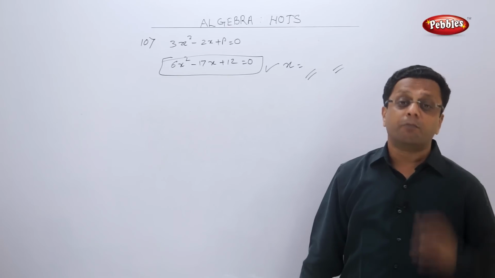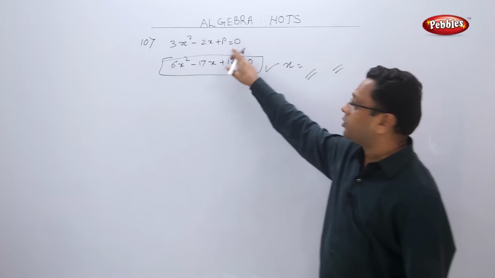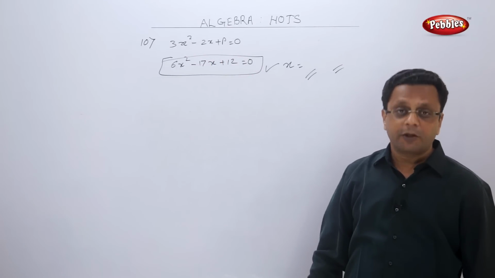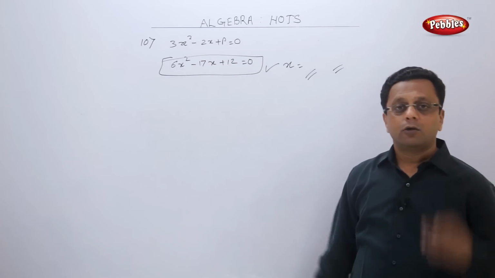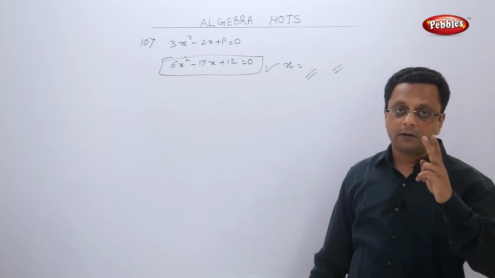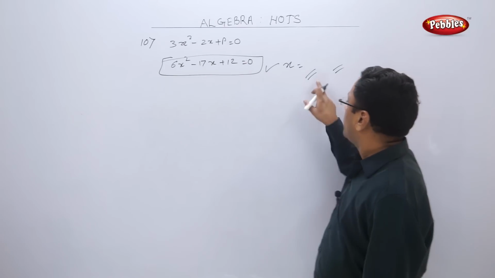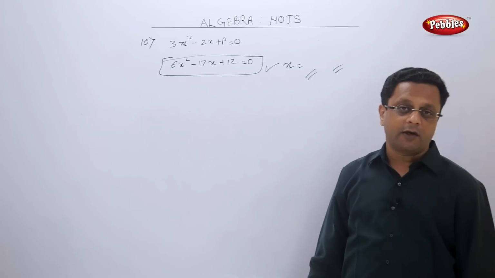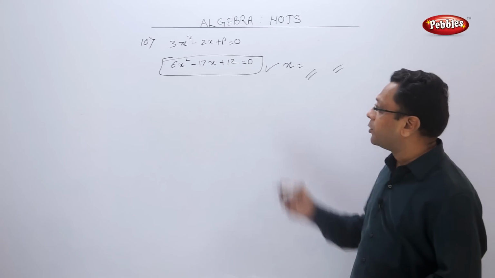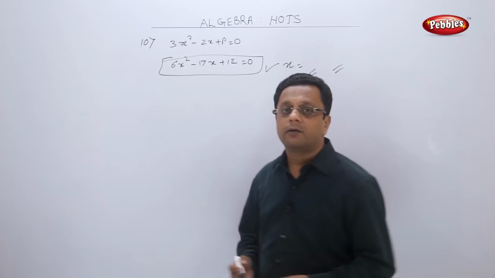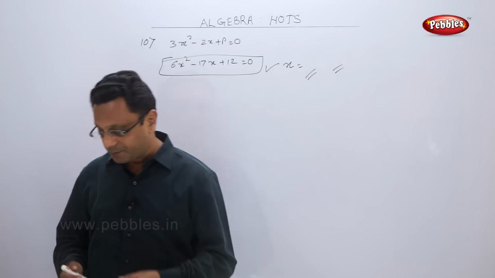the value of x must satisfy this equation. So substitute both the values of x in this and you will get the two values of p. One value of p for first value of x and second value of p for second value of x. Extremely simple. I am not going to solve. Please pause your video here and solve this example.